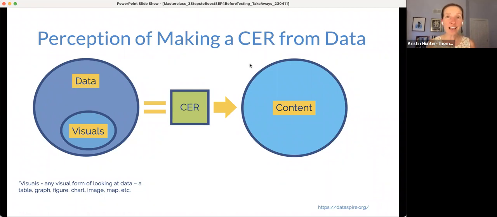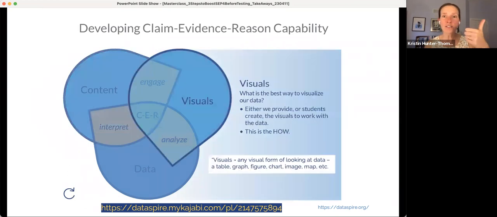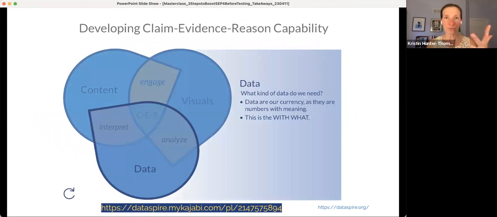Well, turns out research shows it's not actually a linear sequence when we work with data. It's the intersectionality of the content, the for what, the visuals, which are the how, and the data, the with what. It's all three of those pieces coming together.